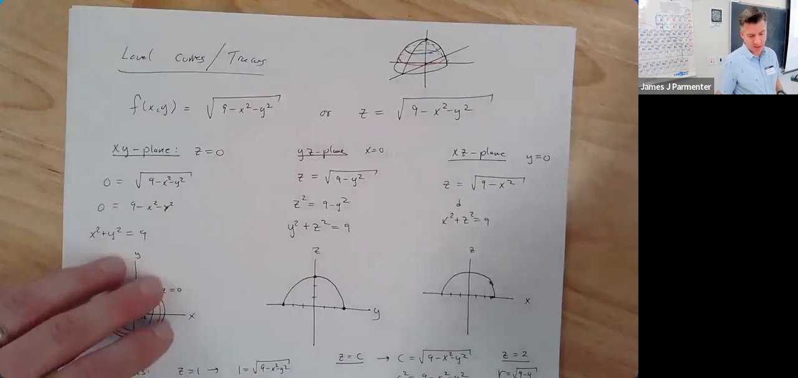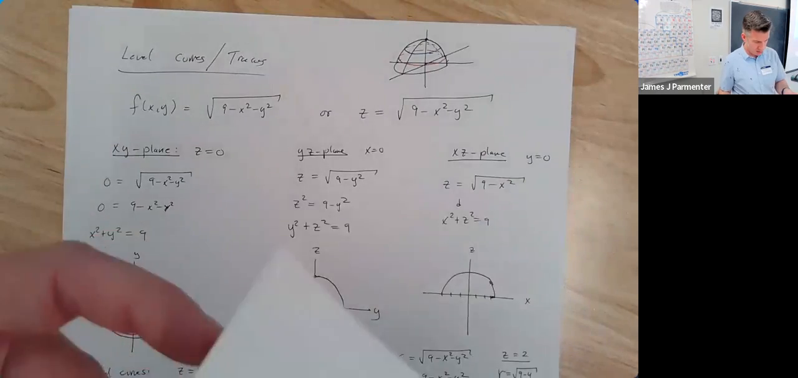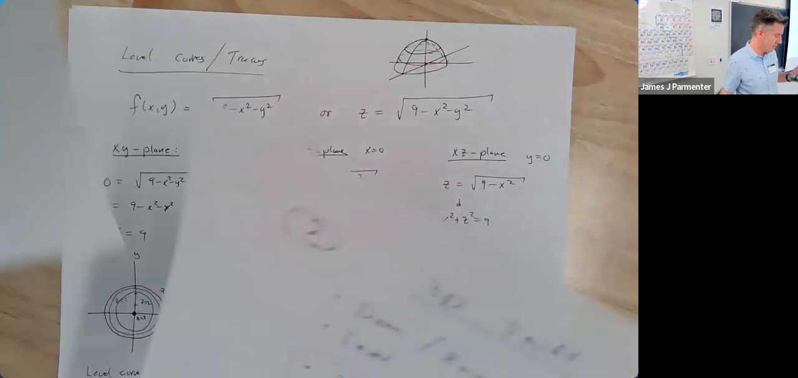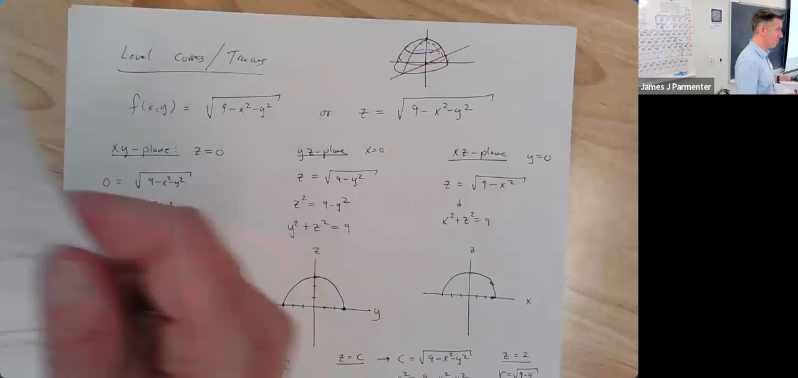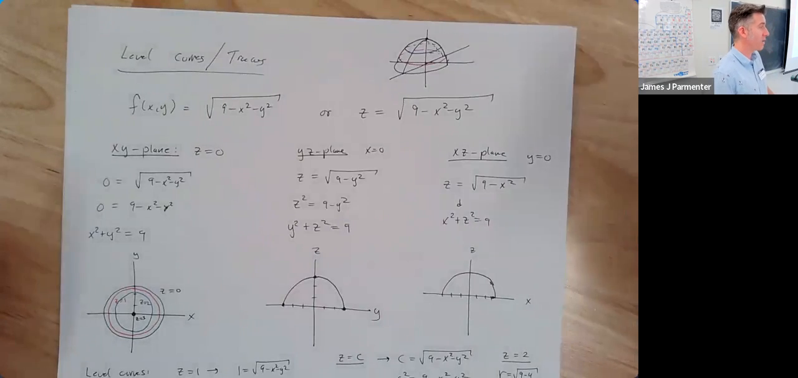Is there anything else? I think that's probably the only real conceptual thing we need to talk about. Are there any specific things you would like me to do examples of? Well, a level curve is just setting it to z, right? You're setting z equal to different actual values.